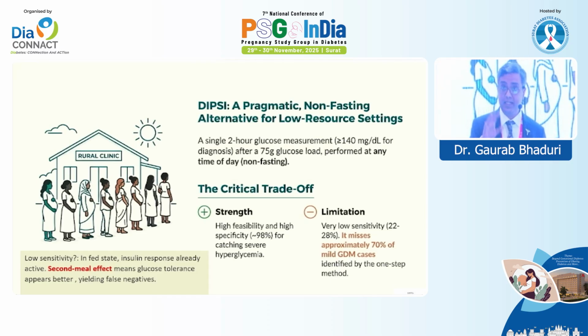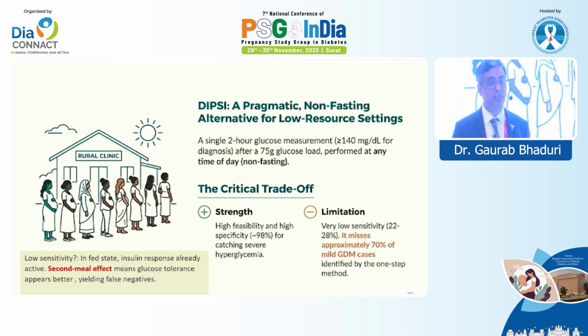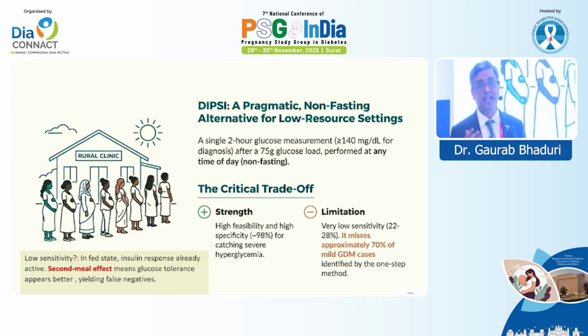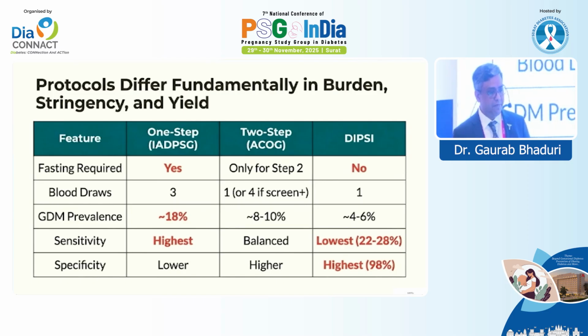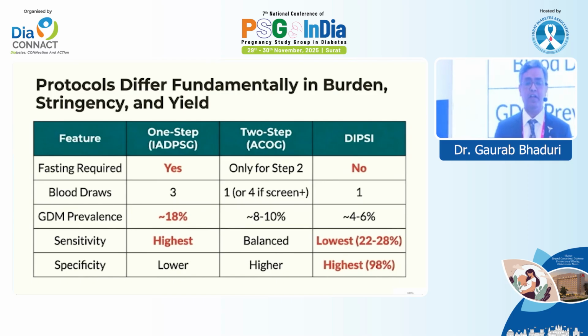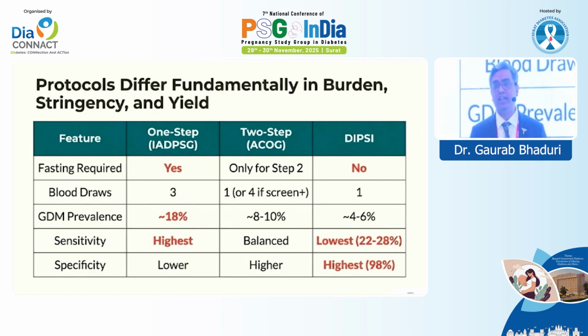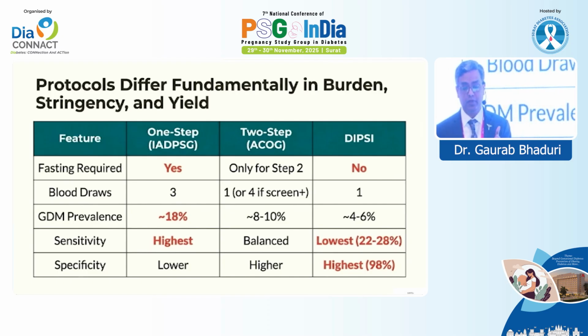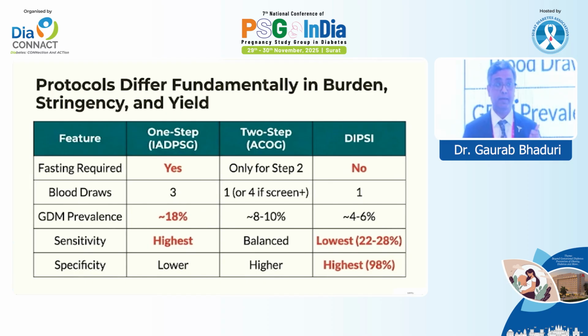Because in the fed state, insulin response is already active, what we call the second meal effect, and the glucose tolerance seems to appear better, right? Yielding false negatives. If you look at the protocols, they differ fundamentally in burden, stringency, and yield. You need fasting for the 1-step. For the 2-step procedure, it's only required for step 2. For DIPSI, it's not required at all.